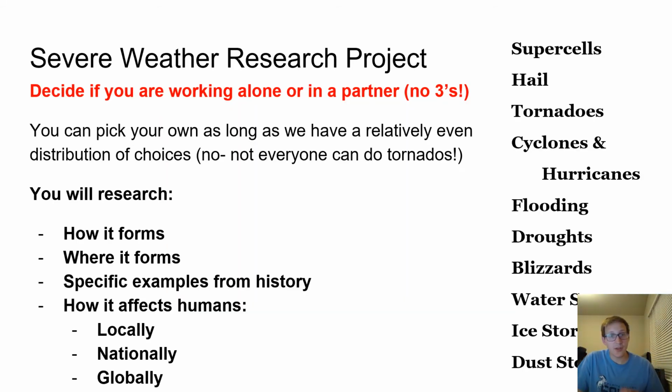Now, your severe weather research project is going to go this way. You can pick your own as long as we have a relatively even distribution of choices. Usually I do that in class, but for this, I really just want you to pick one that you like, that you think might be interesting. I have a feeling there's going to be a lot more of the supercells and tornadoes and cyclones and hurricanes, which is fine. Those tend to be the cooler ones, if you will. But either way, if you're interested in any of these, they're all interesting in their own ways. Ice storms, if you've ever been in one, are pretty crazy.